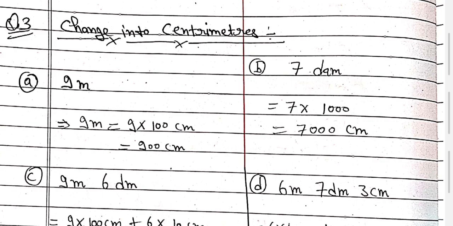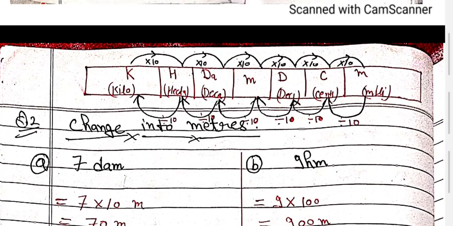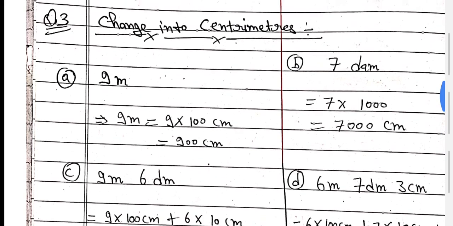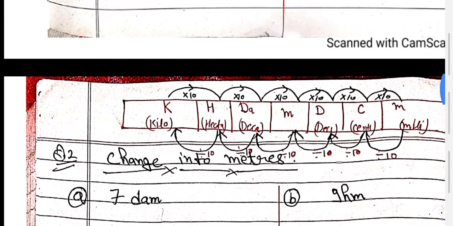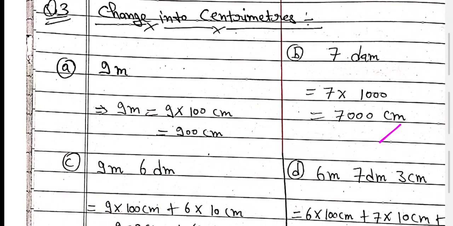Meter, you have to convert all to centimeter. So when you move meter into centimeter, see here, you have to multiply by 100. So you will get 900 centimeter. B part, it is what? Decameter. Just see here, decameter. How many steps do we have to move? 1 step, 2 step, 3 step. So you have to multiply by 1000. You will get 700 centimeter.